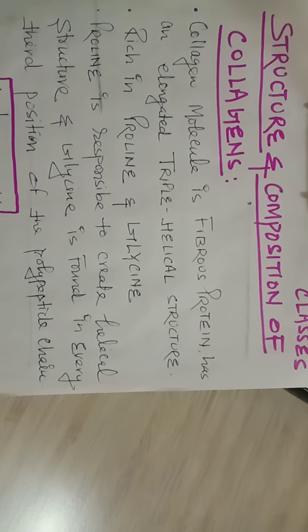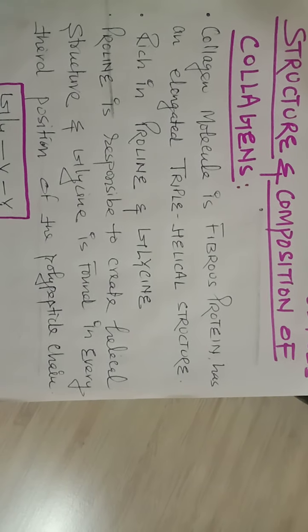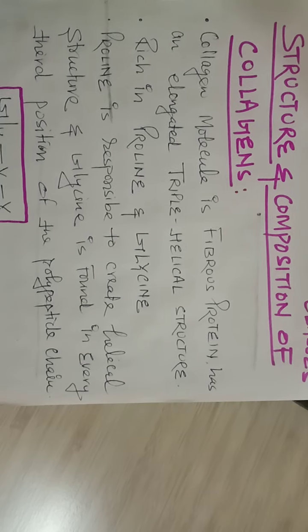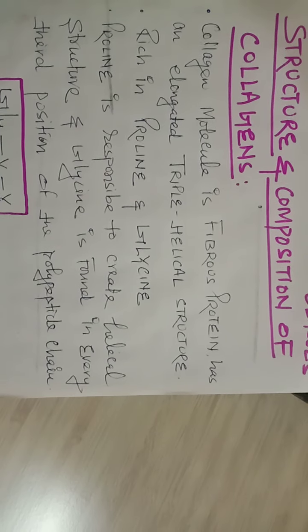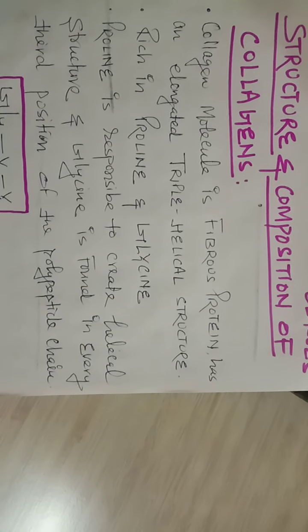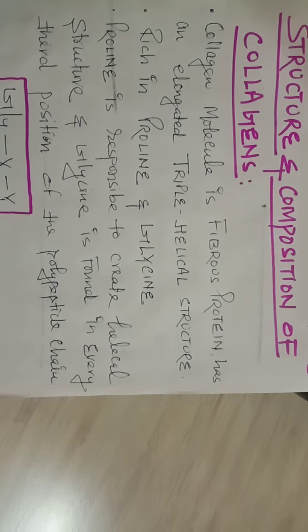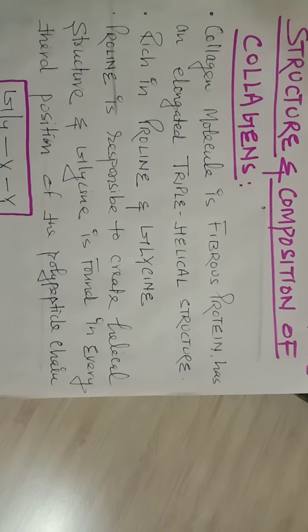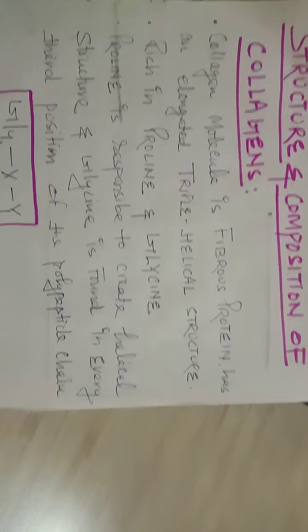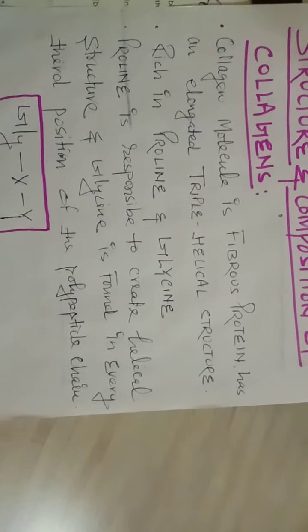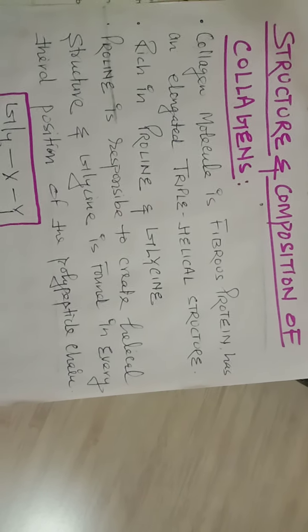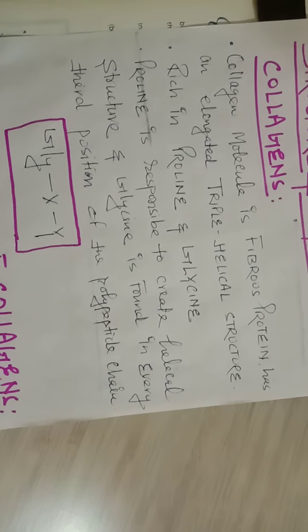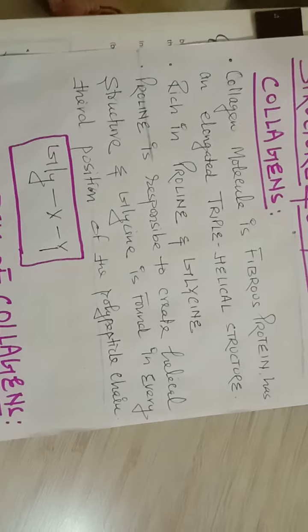Proline is responsible for creating the helical structure. What is the function of proline? The function of proline is to create the helical structure. कहने का मतलब ये है कि proline helical structure बनाने में help करता है. And glycine is found in every third position of the polypeptide chain, and it is studied that glycine, which is one of the simplest and basic amino acids, is found at every third position of the polypeptide chain, as given, glycine XY. Third position it will be there.